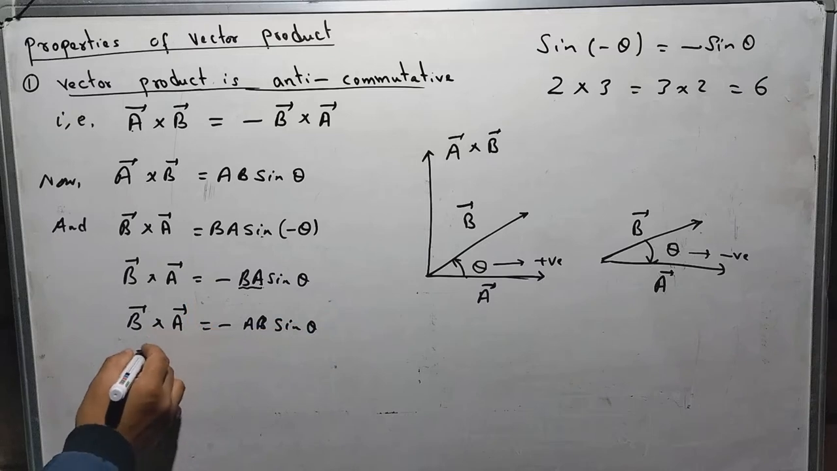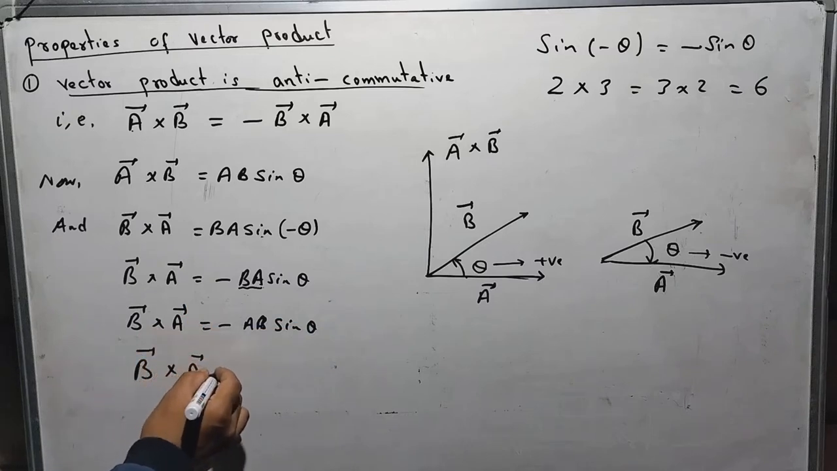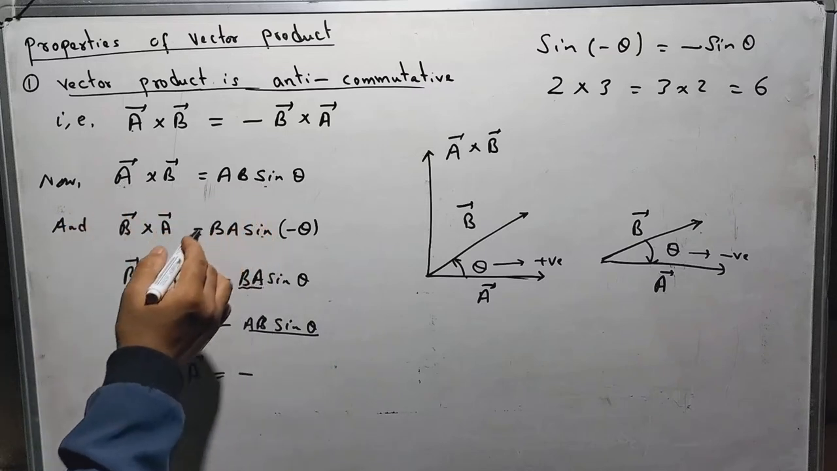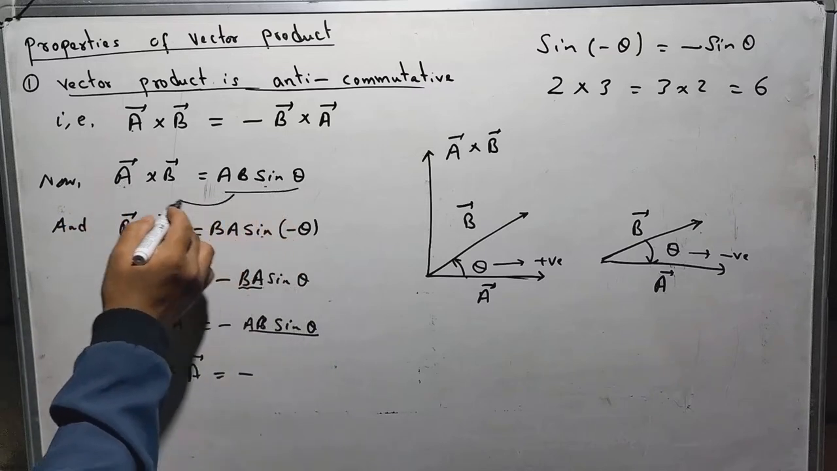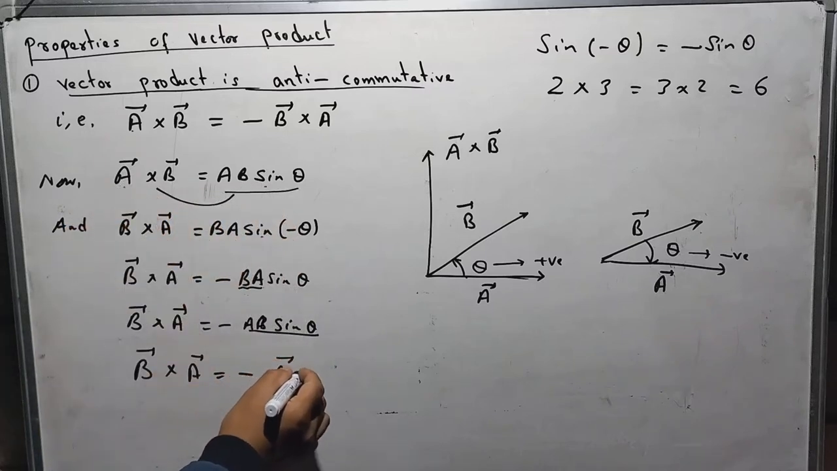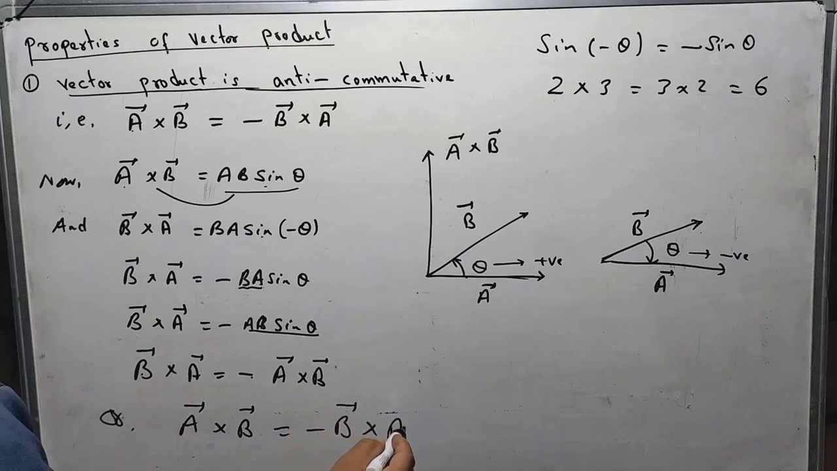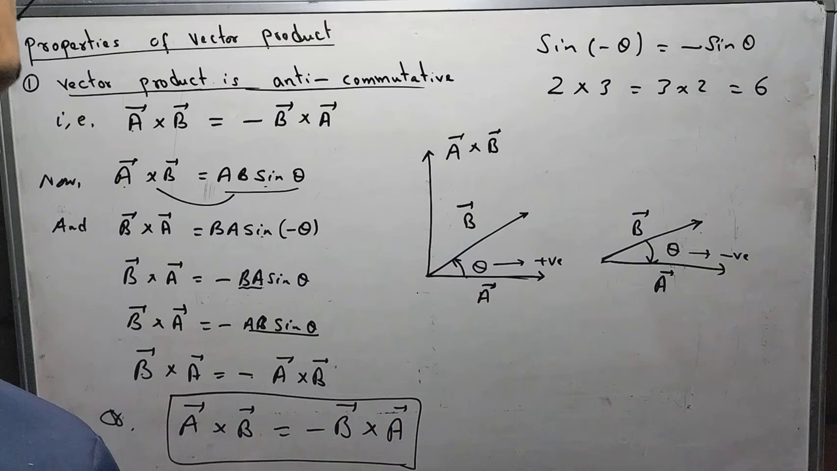Or B cross A is equal to how much? It's equal to minus. Now AB sine theta is equal to what? It is equal to A cross B. So therefore, B cross A is equal to minus A cross B, or I can say A cross B is equal to minus B cross A. So this is the meaning of anti-commutative. Right? So this is the first property.